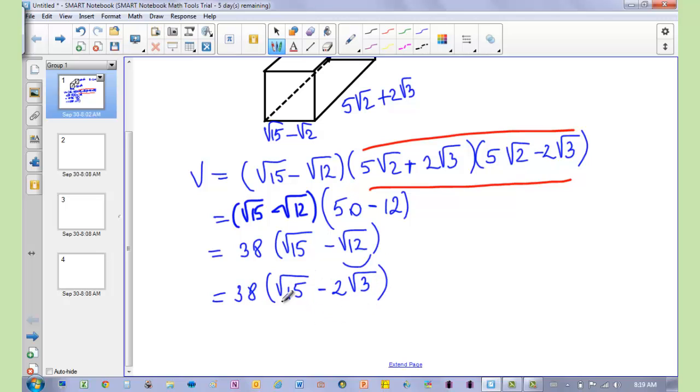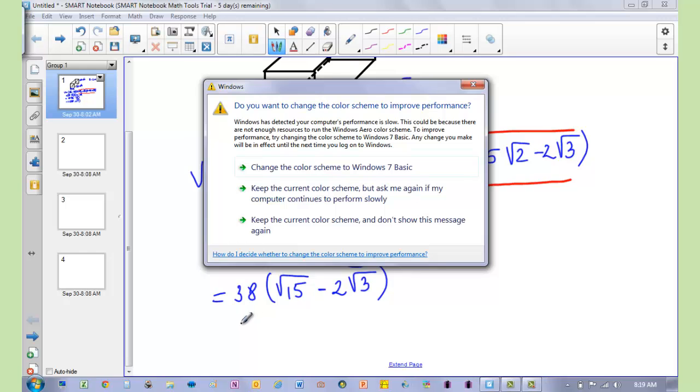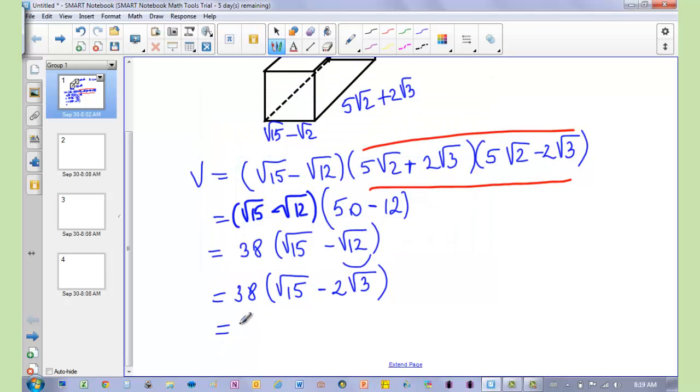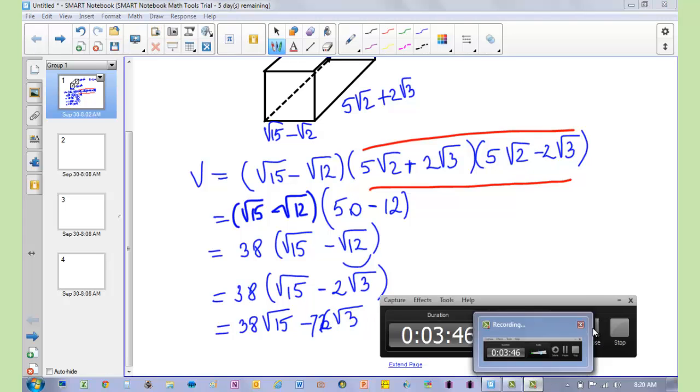There is a variety of ways to proceed from here. You could find a way to common factor radical 3. You could multiply the 38 with everything inside the bracket, which is what I am going to do, and leave it as that. So we have 38 radical 15 minus 76 radical 3. And now you are done.